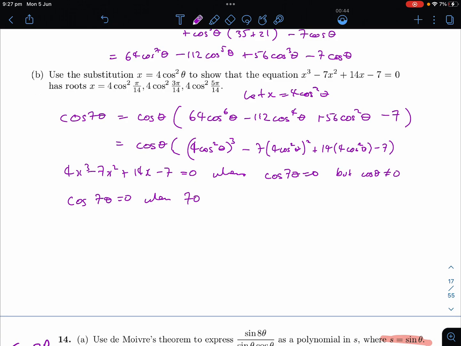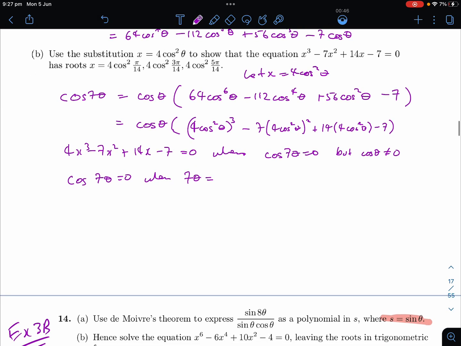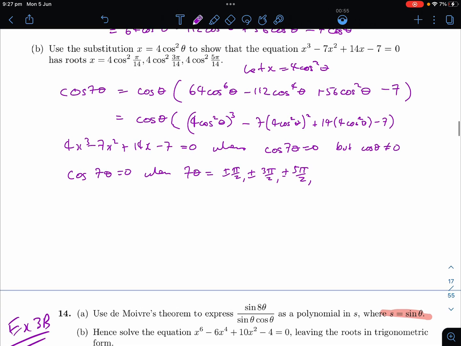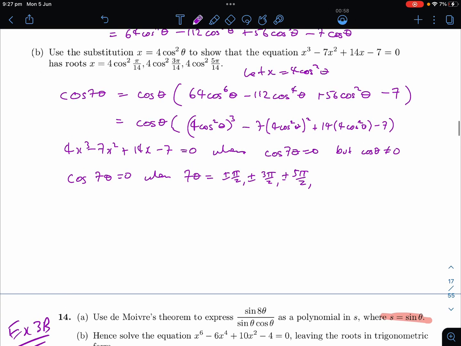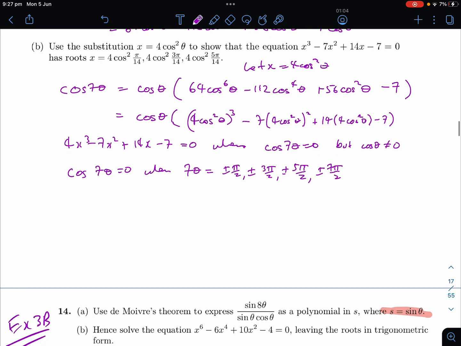equals, we're looking for places where cos is 0. Cos is 0 at plus or minus pi on 2, plus or minus 3 pi on 2, plus or minus 5 pi on 2, and we're not really interested in 7 pi on 2, I don't suppose. Maybe. Yes, that's interesting. Plus or minus 7 pi on 2. So that's when theta equals plus or minus pi on 14, plus or minus 3 pi on 14, plus or minus 5 pi on 14.